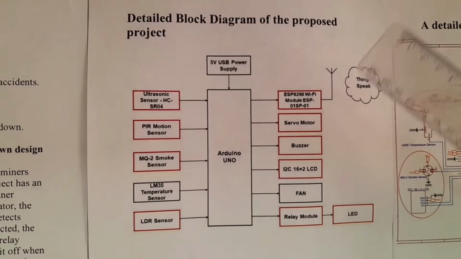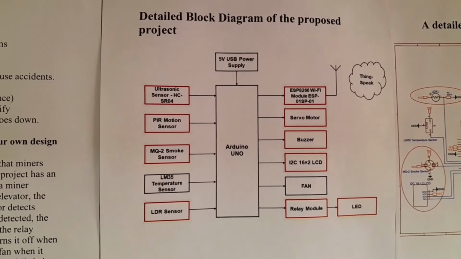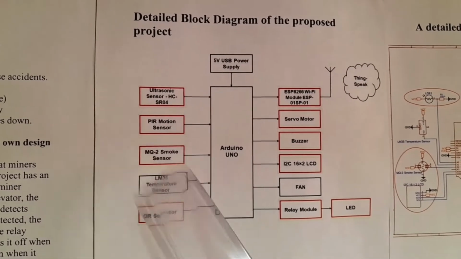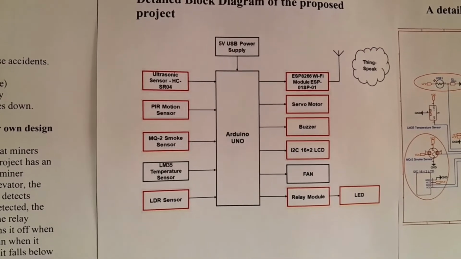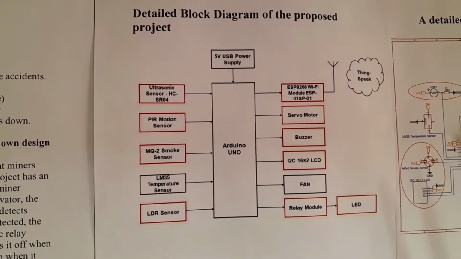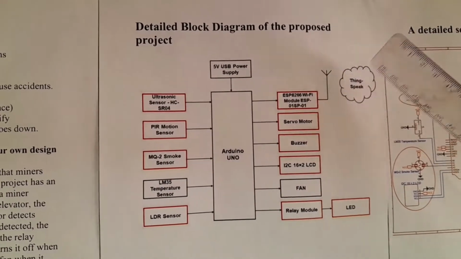that is powered by a 5 volts USB power supply. I have 5 inputs, which are an ultrasonic sensor, a PIR motion sensor, a smoke sensor, a temperature sensor, and an LDR sensor. Then on the outputs, we have the Wi-Fi module, which takes all the data collected by these sensors to the cloud, which is ThingSpeak.